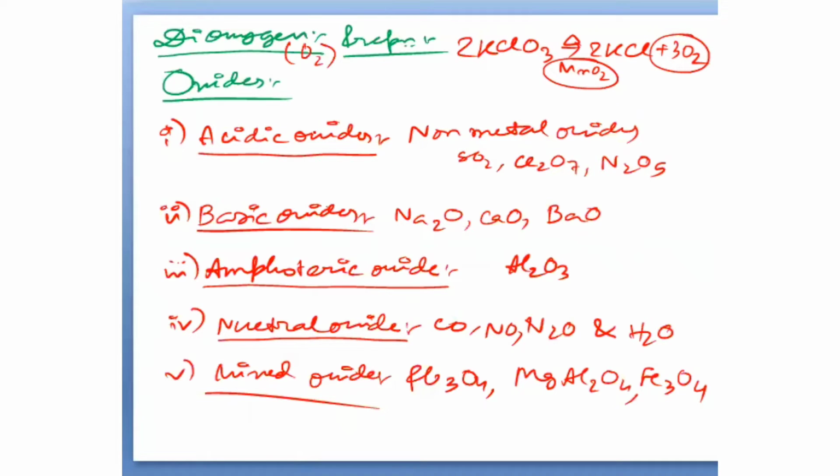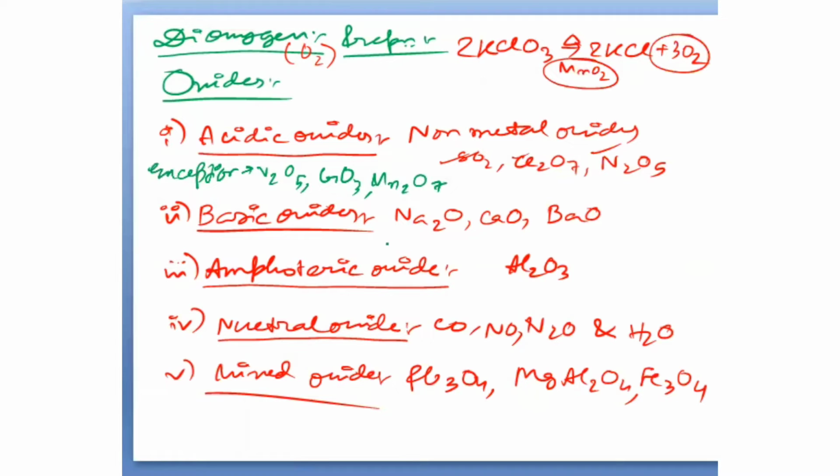Now oxides. There are several oxides, and they have different natures. So let us first describe the acidic oxides. Acidic oxides are mostly non-metal oxides, that is SO2, Cl2O7, N2O5. But here also there are exceptions. So what are the exceptions? They are V2O5, CrO3, Mn2O7.